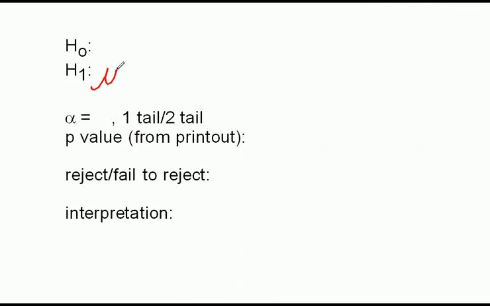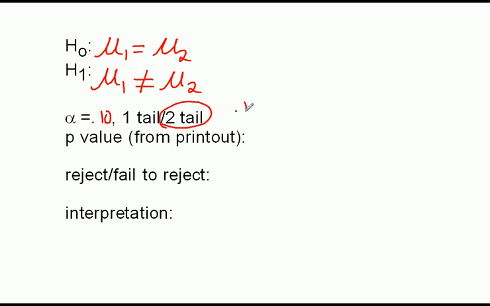We think that mu1 does not equal mu2, which means if nothing had changed, or if this is simply chance, mu1 would equal mu2. Private and public would be equal if it's just chance. Alpha, we're willing to be wrong 10% of the time. It's two-tailed, so that alpha is going to divide up into two sides for the greater than or the less than.